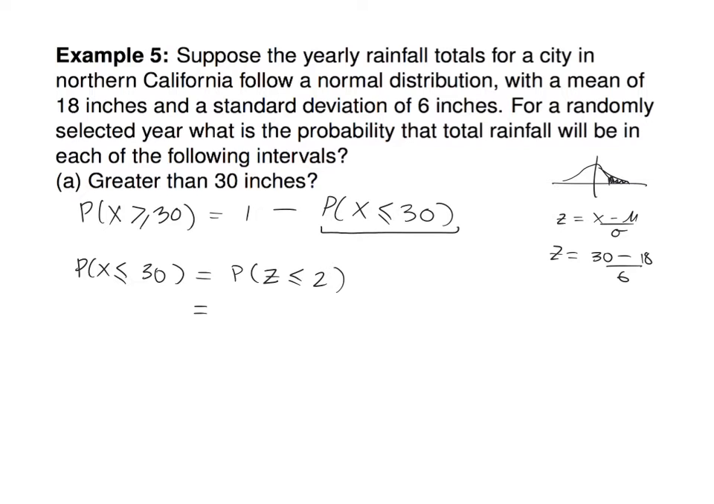Okay, so go to your table, look for the 2.0. I got 0.9772. Oh, wait, I'm on the wrong side. You're on the negative side, probably, right? 0.9772 is what I got. So then P of x bigger than or equal to 30 is 1 minus that number, right? Which works out to be, oh my God, arithmetic in front of people, 0.0228. That whole borrowing and carrying stuff in your head is not easy.